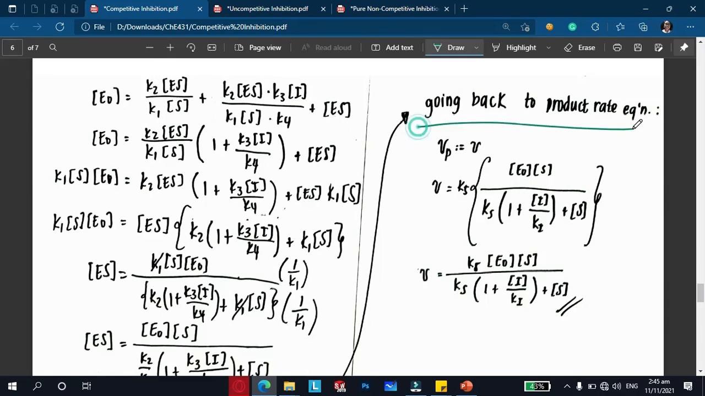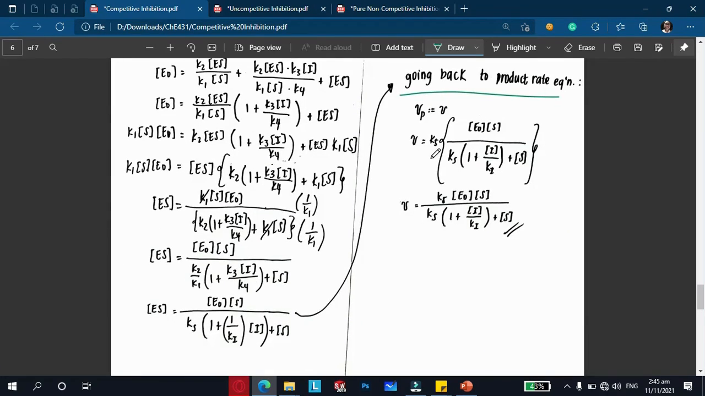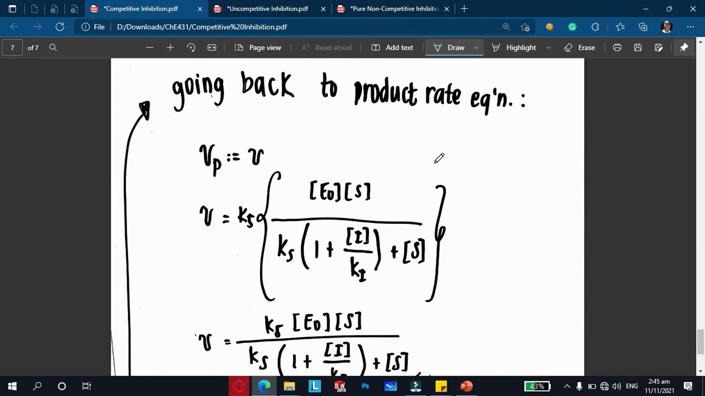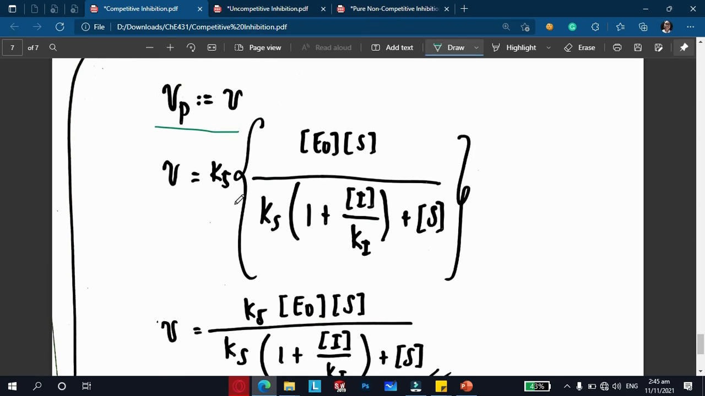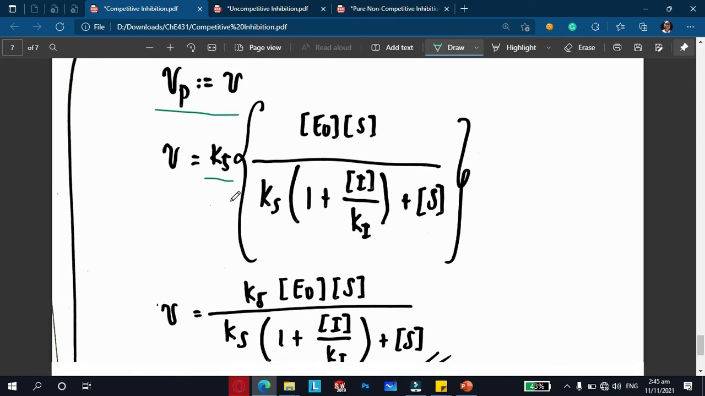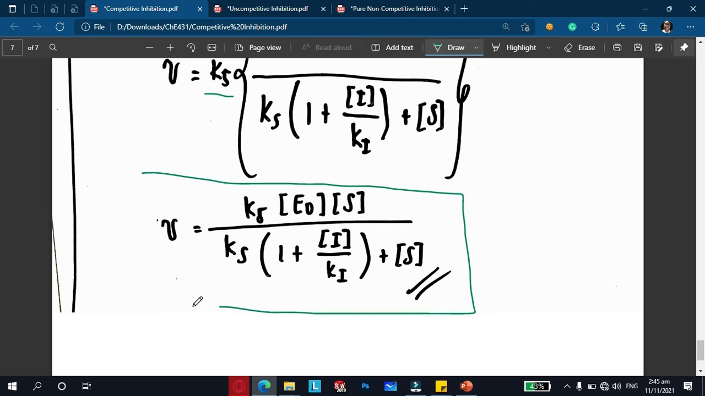So we go back to our product rate equation. This is the whole whiteboard, guys, in case you're curious. Now let's go back to our first equation. Then we assign V sub P, or the product velocity, as our velocity. Then we have our product constant here. So plugging it in, this would be our equation.